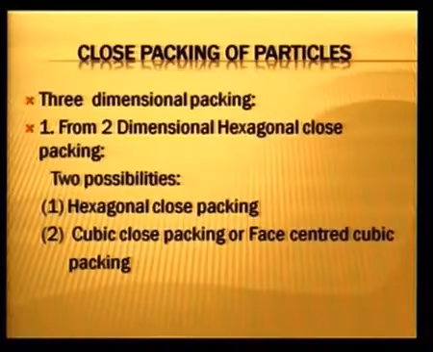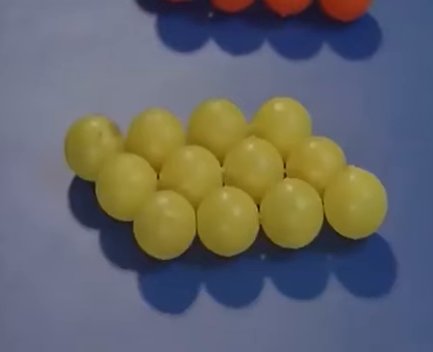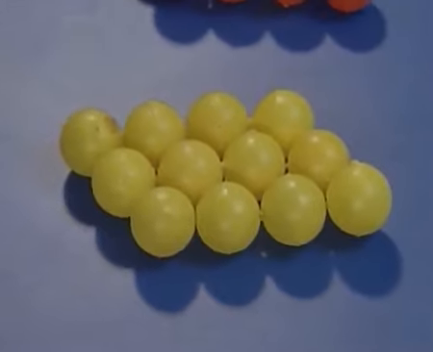If we start from hexagonal close packing, there are two possibilities. We get the hexagonal close packing and cubic close packing or face centered cubic packing. The main feature is that both these 3-dimensional arrangements are equally efficient. Their coordination number is 12. Let us see this kind of packing with the help of balls. One layer has been made by joining 3 different rows. Then we have a second layer also.